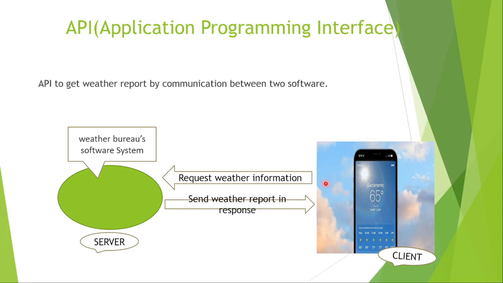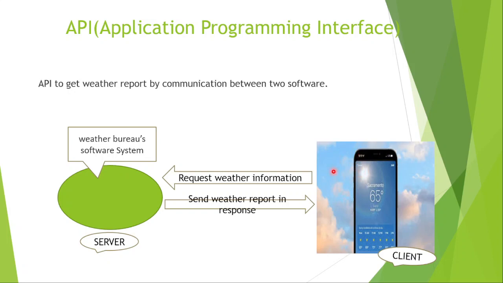This is the first software where we are checking the weather report, and this is the second software, the government software, which has the knowledge of what the weather should be today, or what the upcoming weather condition should be. This is the weather bureau software system where we have the details of the weather report, and this is my phone, which does not have any information. It will get the weather report.